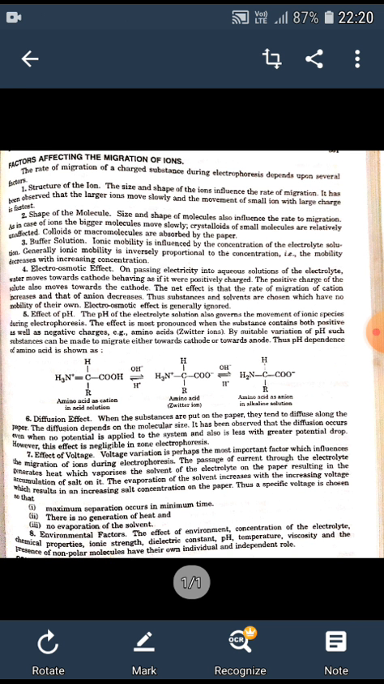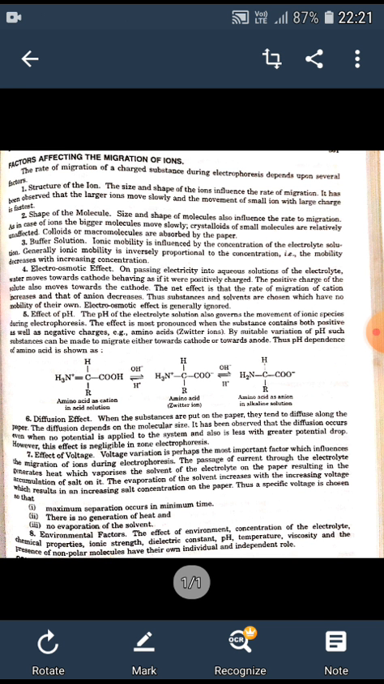The next factor which influences the rate of migration of a charged substance is the buffer solution. Ionic mobility is influenced by the concentration of the electrolyte solution. Generally, ionic mobility is inversely proportional to the concentration. That is, the mobility decreases with increasing concentration.